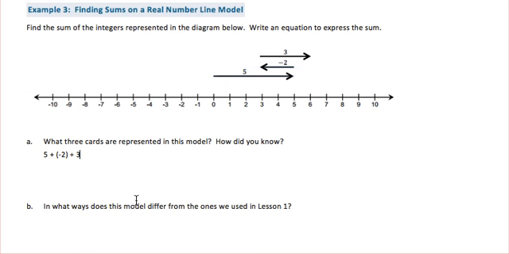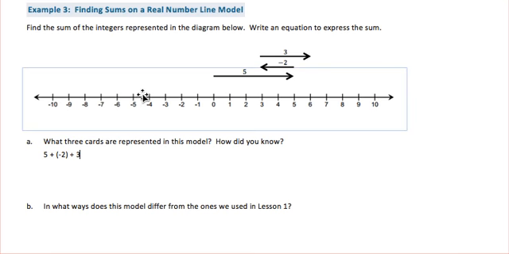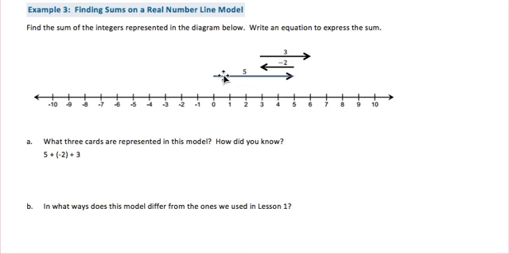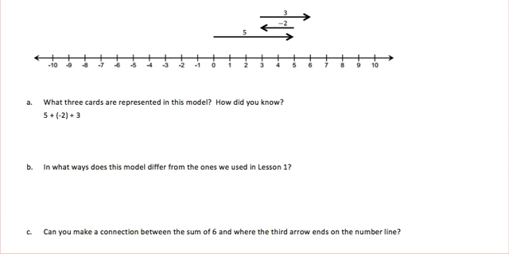The model differs from the ones we used in lesson 1 because we are no longer doing the hops, we're now using vectors or arrows to determine the length. And making a connection between the sum of 6 and where the third arrow ends on the number line, the third arrow is landing on 6, which is our final total to our sum.